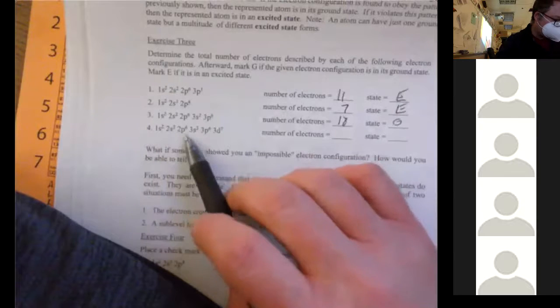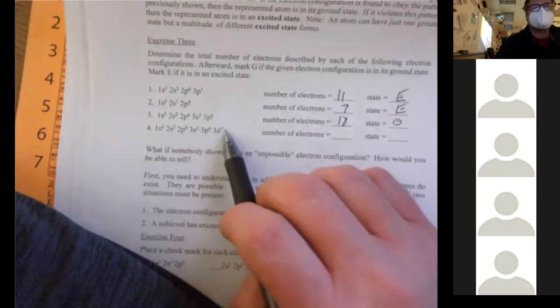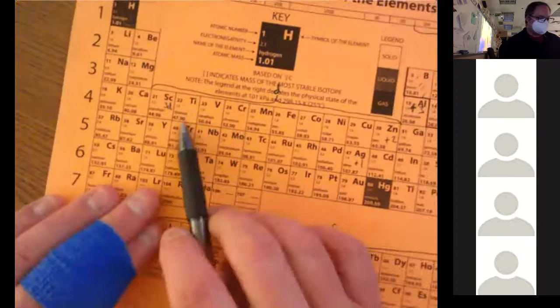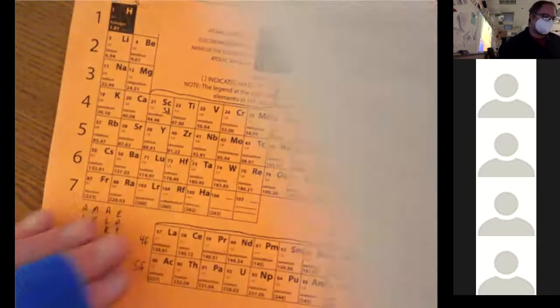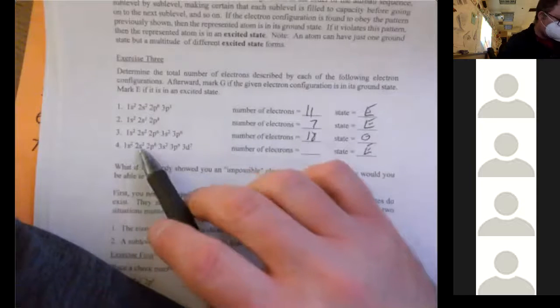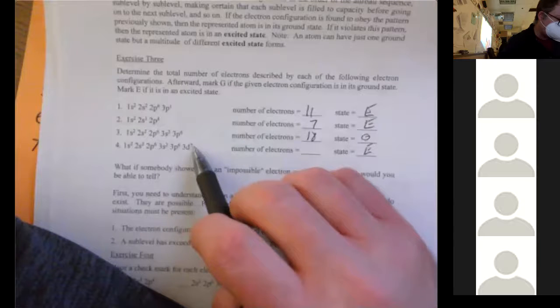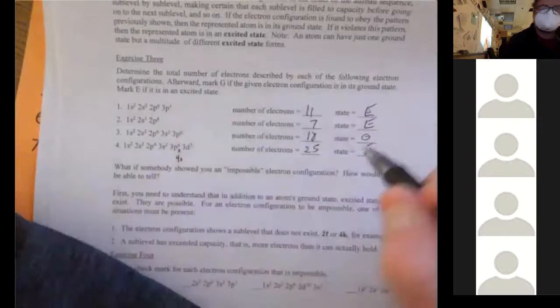1s2, 2s2, 2p6, 3s2, 3p6, 3d7. After 3p6, before we get to 3d, we actually get 4s in there. So that means 2 electrons in this have jumped and they are in the excited state. 2 plus 2 plus 6 is 10 plus 6 plus 7 is 23, 25. So just keep that in mind. There should be right here the 4s, which isn't there.